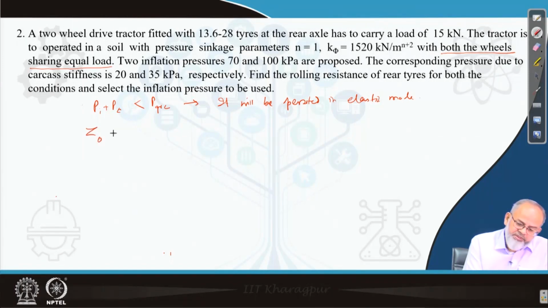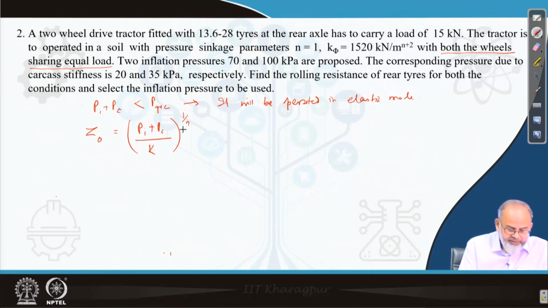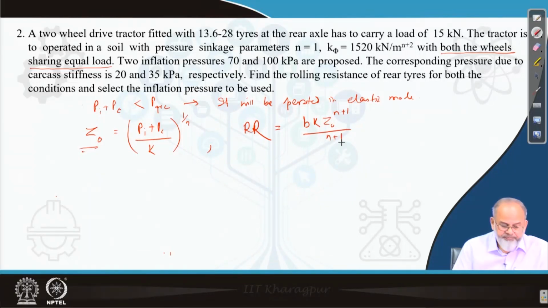So, Z0 will be equal to Pi plus Pc, that is the pressure which is prevailing in the contact area, divided by K, raised to the power 1 upon n, and then the rolling resistance will be equal to B K Z0 raised to the power n plus 1 by n plus 1. This is the condition when Pi plus Pc is lesser than critical.